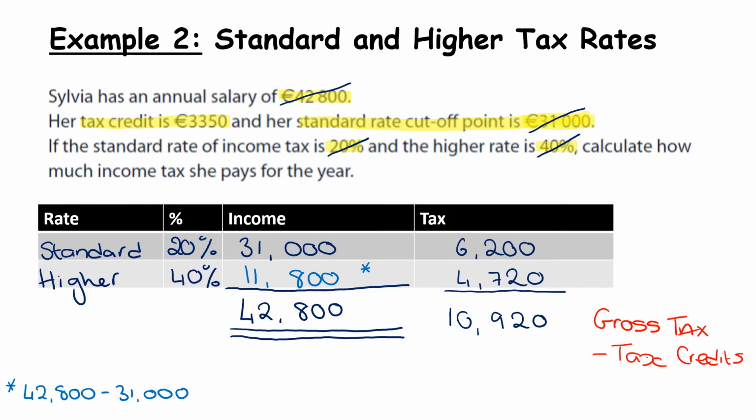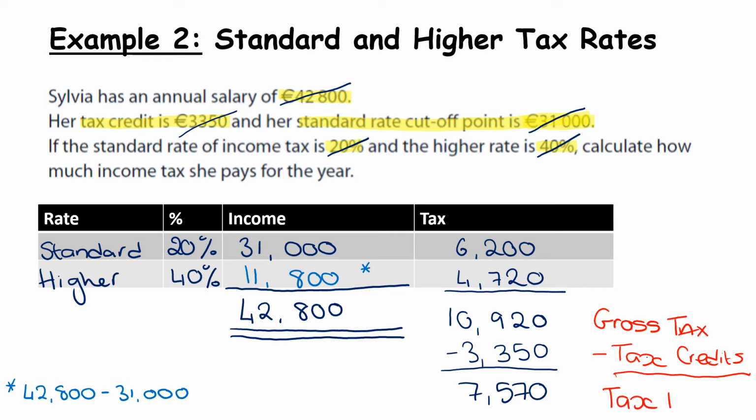So in this question, her tax credits were 3,350. We take this away because remember, she's always going to pay less tax than she should. The tax credit acts like a voucher. So that leaves us 7,570, which represents the income tax she has to pay, which I call tax payable. And that is our answer. Again, if we needed to figure out her actual net salary, we would take the tax bill away from her salary.